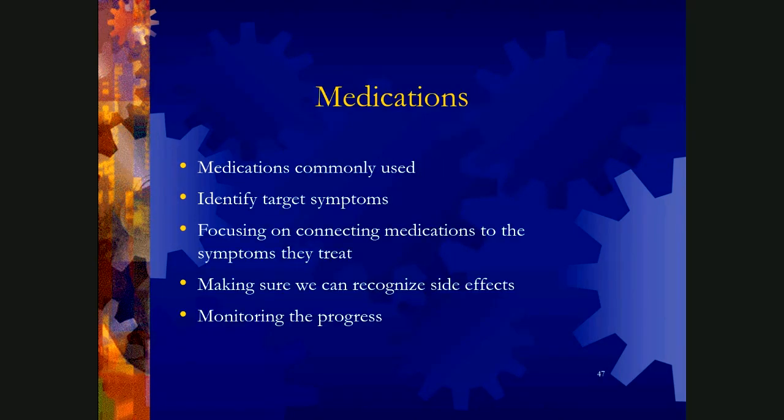So in summary, medications are commonly used. We have to identify the target symptoms of autism and associated symptoms. We have to focus on connecting the medications to the symptoms and get measurements and scales to track improvement and change or lack of it, making sure we can recognize the side effects and monitor the progress.